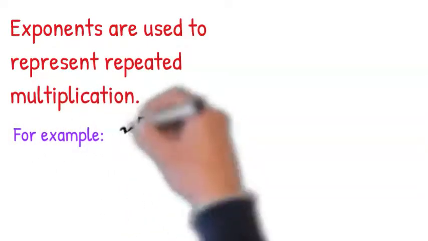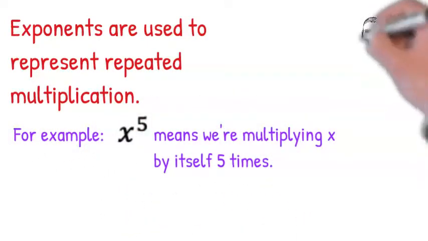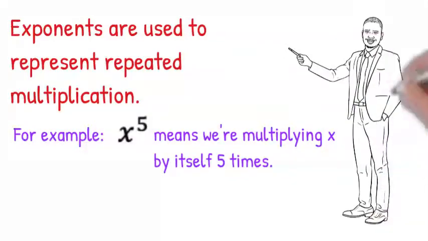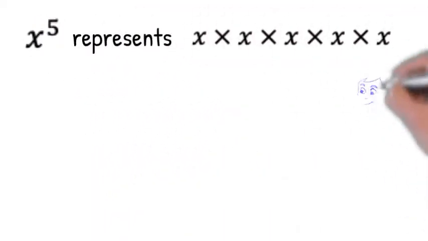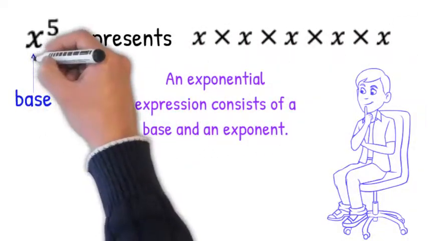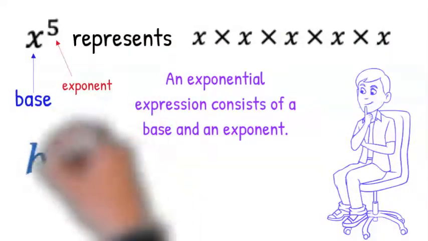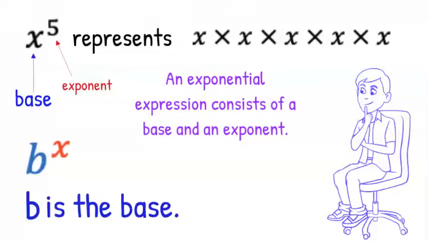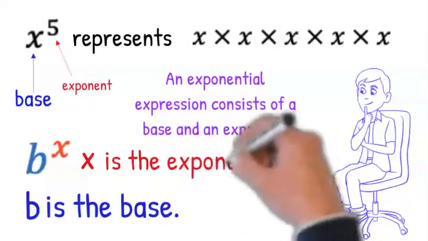Exponent rules. Exponents are used to represent repeated multiplication. For example, x to the 5th means we're multiplying x by itself 5 times. X to the 5 represents x times x times x times x times x. An exponential expression consists of a base and an exponent. The base is the number, variable, or expression that is on the ground. The exponent is the little number up in the air.